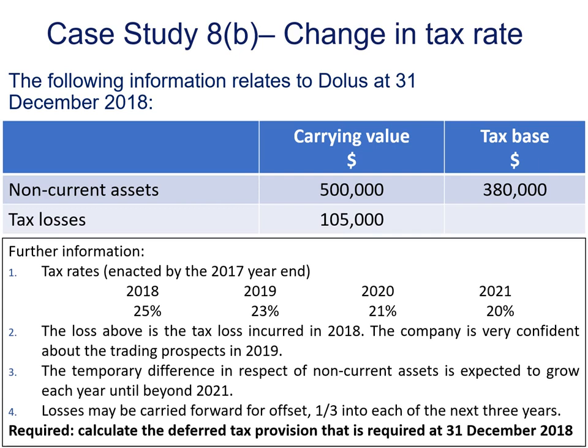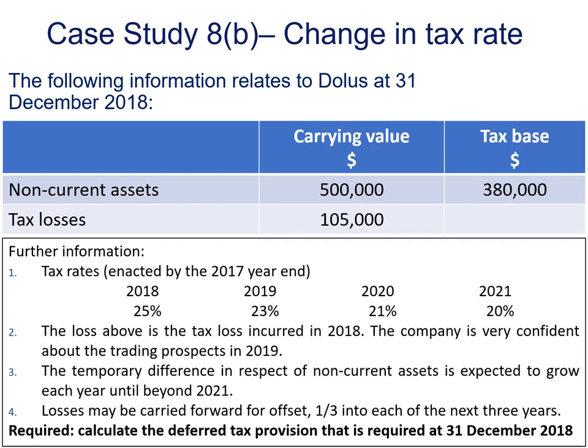So the government has said for the next 5 years we are going to be reducing tax rates over a certain stepped period. It will be 25% in 2018, 23% in 2019, 21% in 2020, and 20% in 2021. Losses may be carried forward for offset, 1/3 into each of the next 3 years. So a third of the losses may be carried forward to offset the profits into the next 3 years.